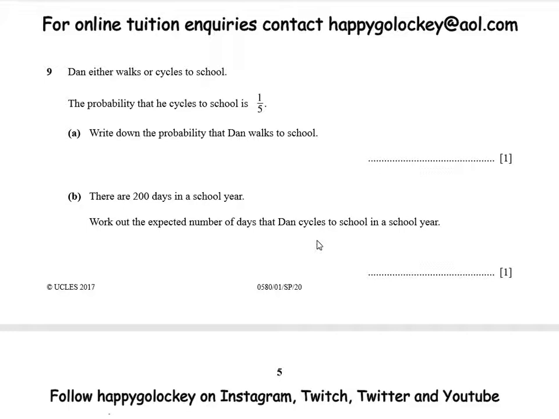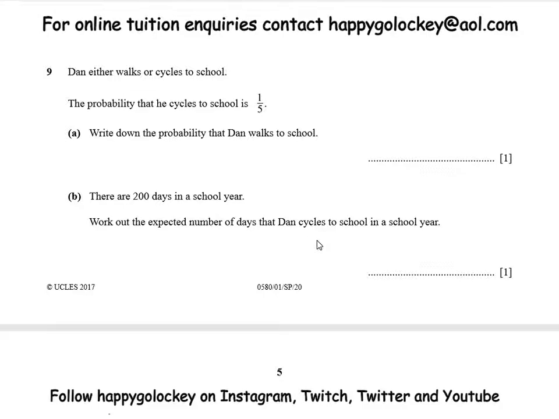Today we're looking at some probability questions. It's question 9 from 2020 Specimen Paper 1 of the Cambridge iGCSE paper. The question goes as follows. Dan either walks or cycles to school. The probability that he cycles to school is 1/5.